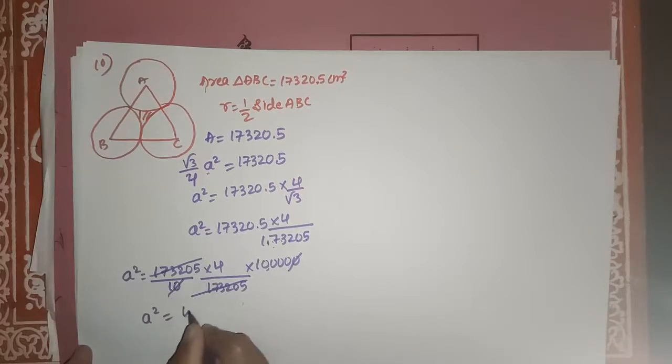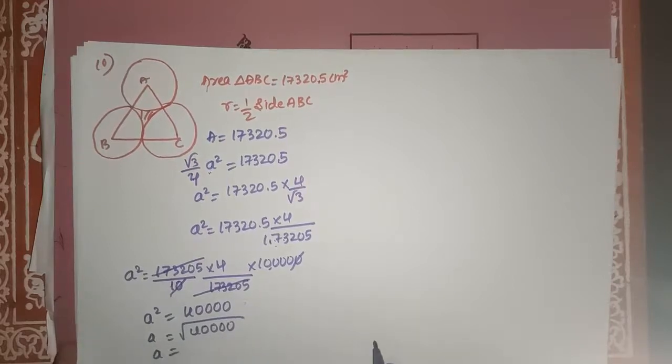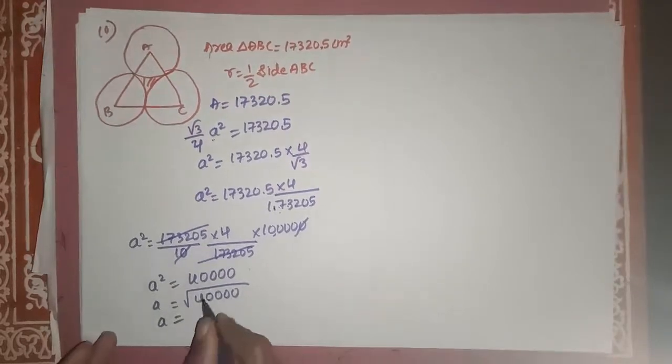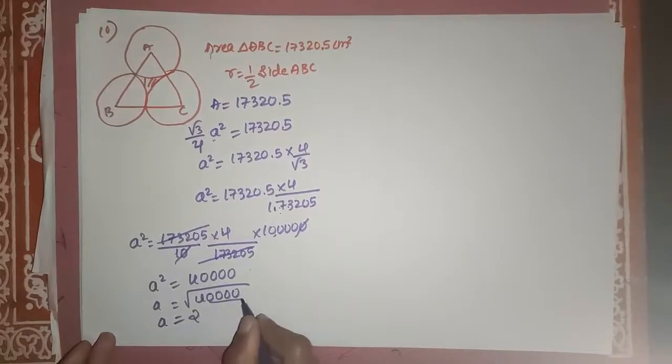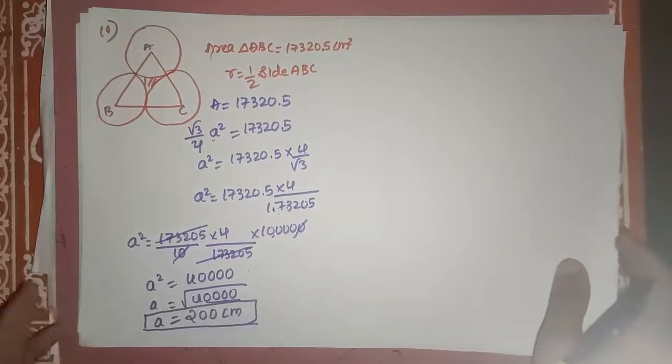A square is 40,000. So now this can be written as A is root of 40,000. Okay. So A is equal to the square root of 4, we know this is 2. For 4 zeros, we need to write 2 zeros. So A is 200 centimeter. This is the side of the triangle.